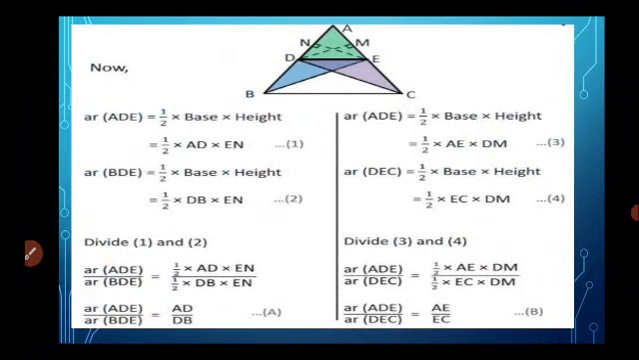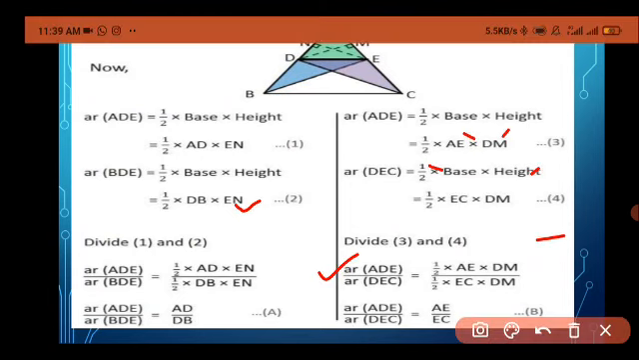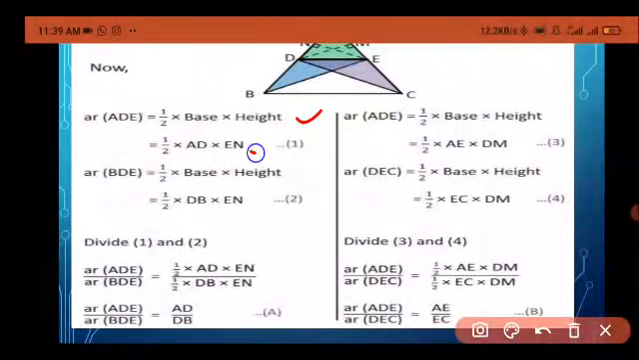After that, we already know about the area of a triangle. What is the formula for the area of a triangle? Area of triangle ADE is equal to half into base into height. So we can write this. And another triangle we are taking is BDE, this lower triangle. So the area of that triangle is equal to half into base DB and height again EN, because that is the perpendicular line. So if we divide one by the other, we get this equation number A.